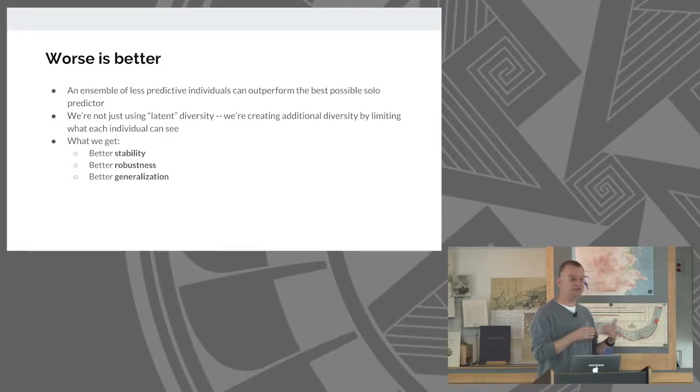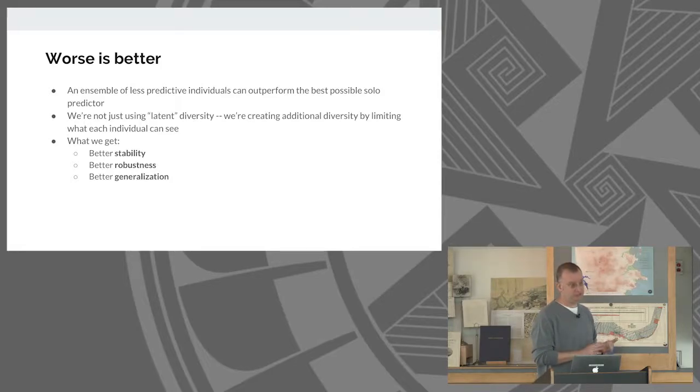In this case, we're creating diversity by limiting what each individual in the network, which might be a neural network or it might be a classification tree, we're limiting what each individual can see and how it can learn. But the ensemble of all of those now diverse learners adds up to something that's much more powerful than what you would get by training it all at once.